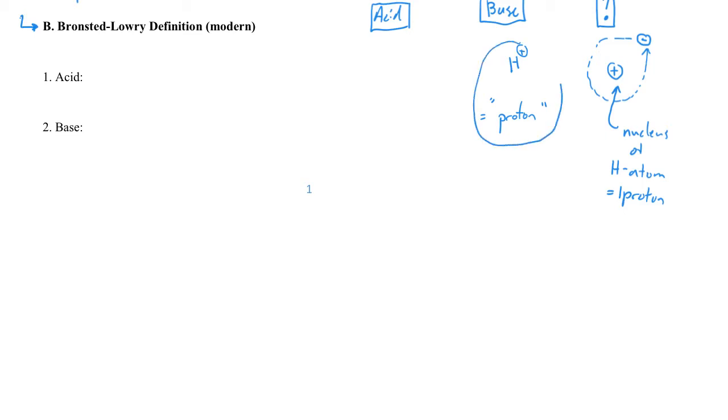The Bronsted-Lowry definition relies upon this idea of the exchange of protons, because what it says is that an acid is a proton donor, something that gives up a proton. And a base happens to be a proton acceptor, something that can receive a proton.